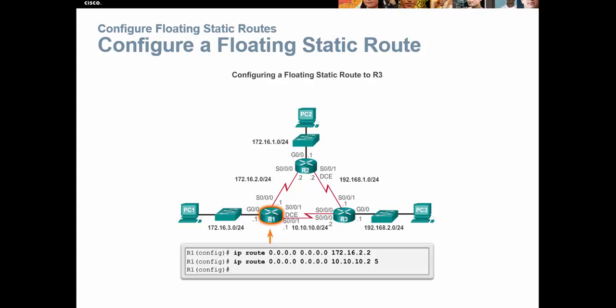So here you see we have our different IP routes. You have an ip route quad 0 that's wanting to leave out of 172.16.2.2, and then we have another one, our floating route, that lets you go out of ip route quad 0 from 10.10.10.2.